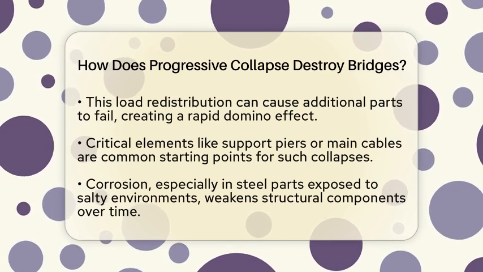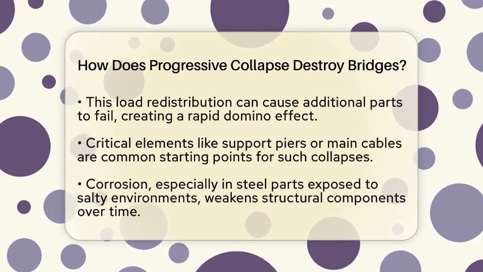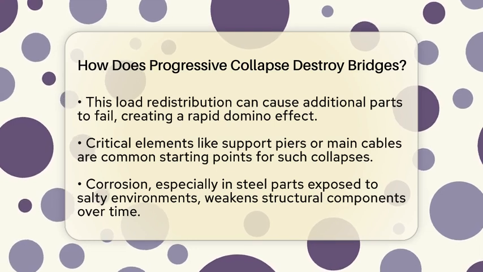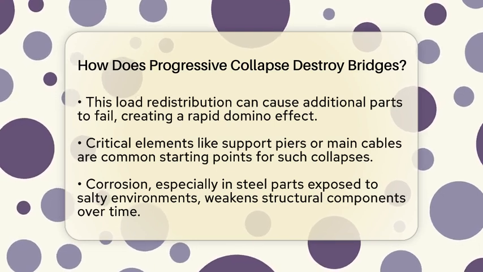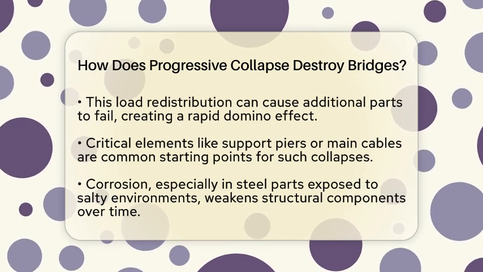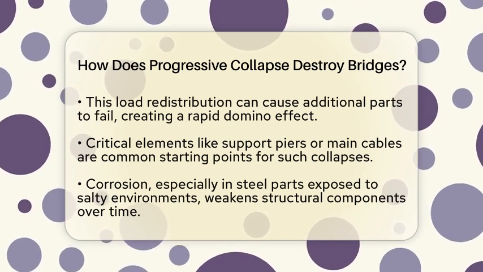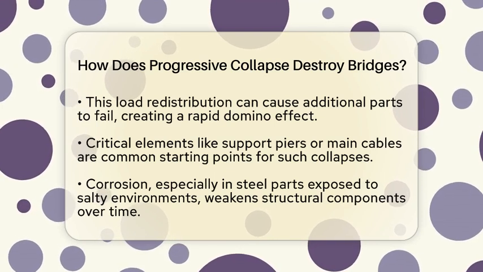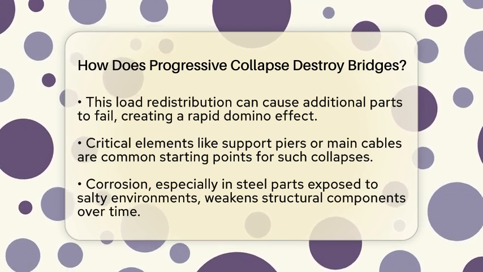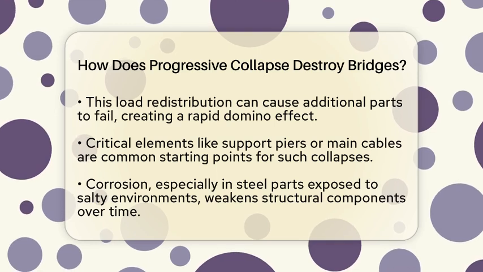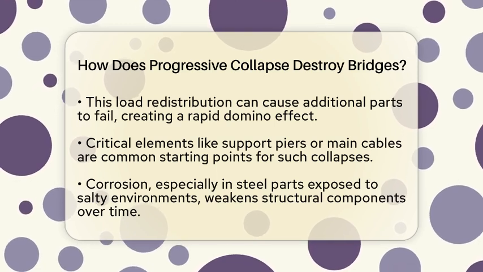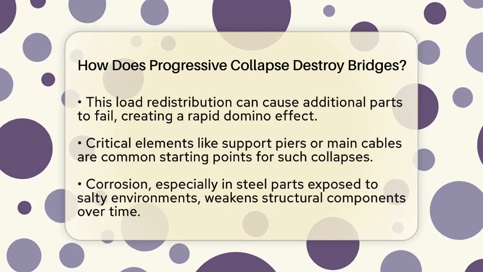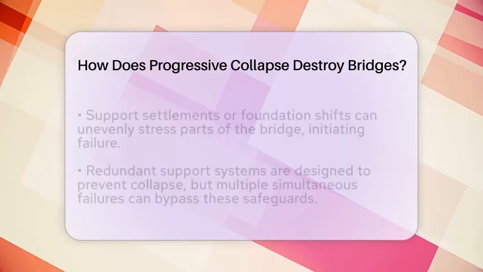In bridges, the failure of a critical element like a support pier or a main cable can set off this domino effect. Corrosion is a common culprit. Steel parts exposed to salty air or water can weaken over time, especially in the top chords of truss bridges or support columns. When these parts lose strength, they can buckle or bend under normal loads, causing failure. Once one element fails, the load redistributes to other parts, which may also be corroded or damaged, making the collapse more likely.